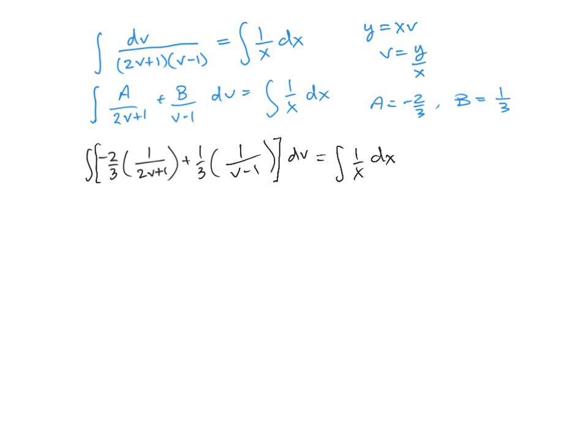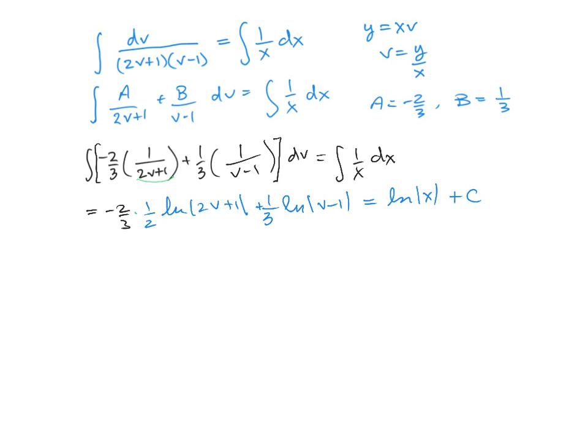So now when we do our integration, we're going to have a negative 2/3. Then with a u substitution on the 2v plus 1, we're going to get an extra 1/2 in the integration process. And then we're going to have a 1 over u, which integrates into a natural log of 2v plus 1 in absolute values. And then back here, when we integrate, we're going to have our 1/3 carried along, natural log of absolute value of v minus 1. And then over here, integrating, natural log absolute value of x plus our constant c.